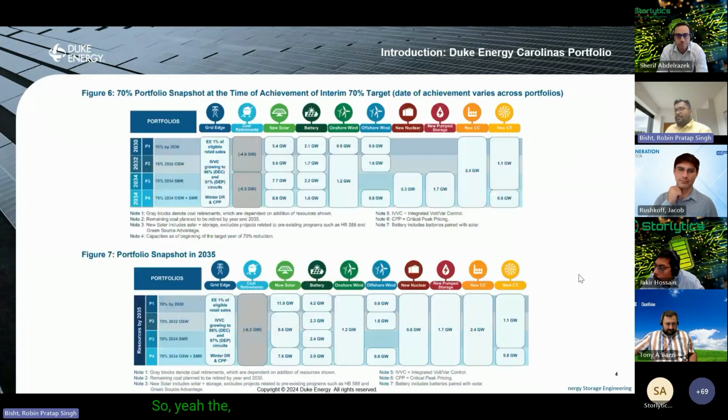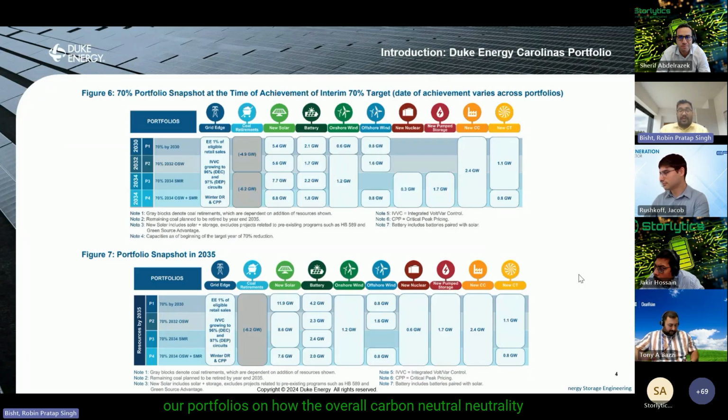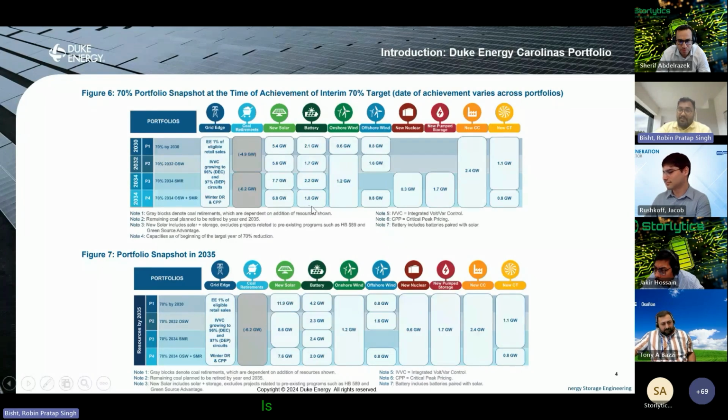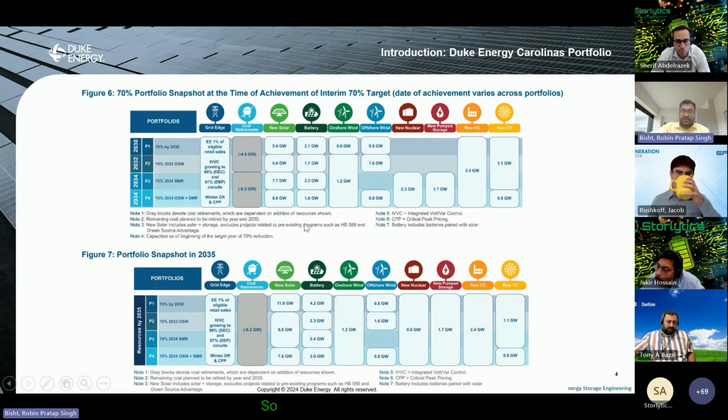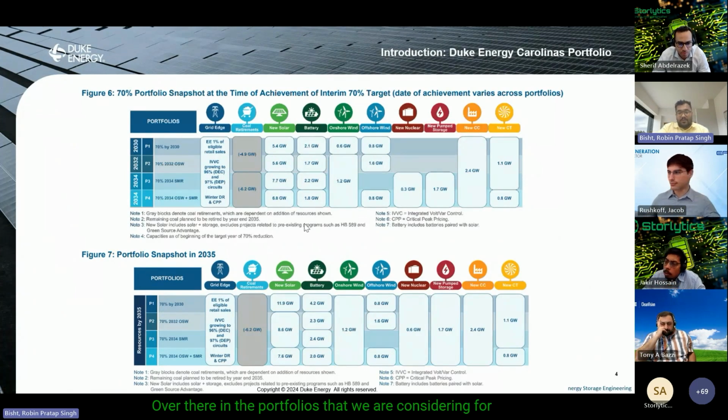So yeah, in the grand scheme of things, when we are developing our portfolios on how the overall carbon neutrality would look like, you can see that standalone battery energy storage is up there. So we have around 1.8 to 2.1 gigawatt installations by 2030, and even higher by 2035, reaching about 4.2 gigawatt of standalone storage. In the new solar section, you do have solar plus storage as well. So you have some more storage over there in the portfolios that we're considering for Duke Energy.